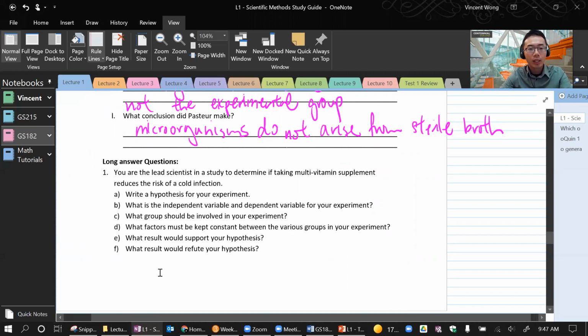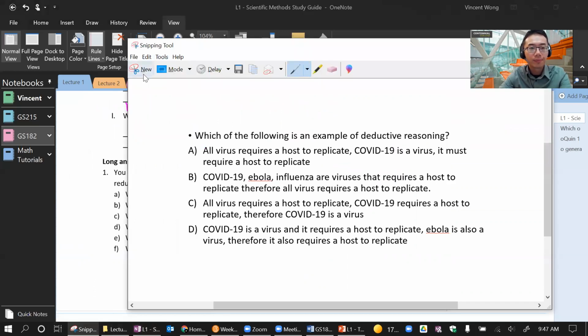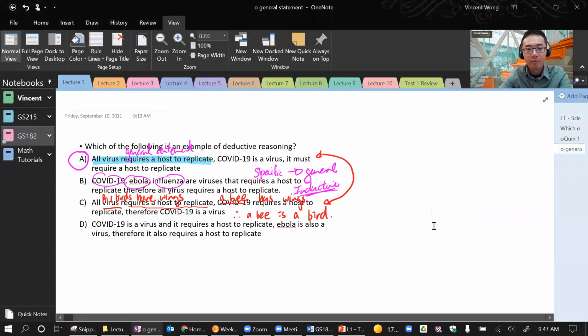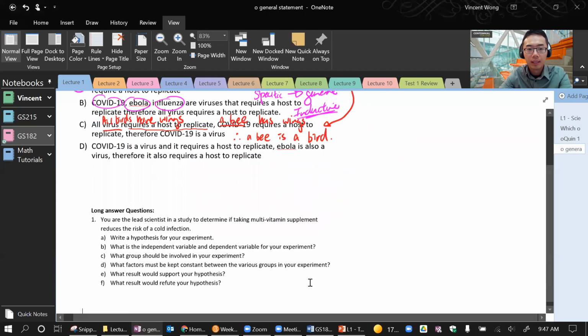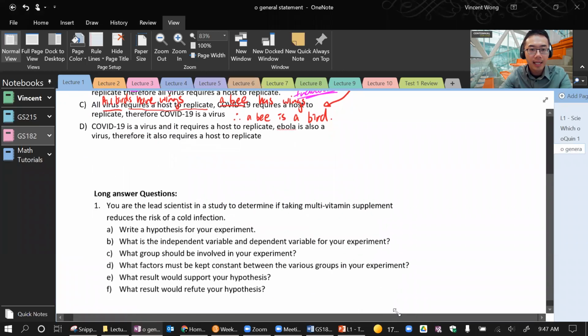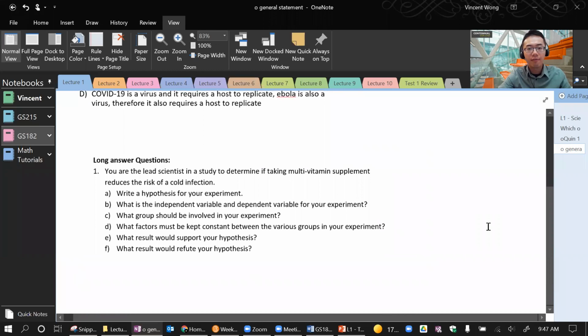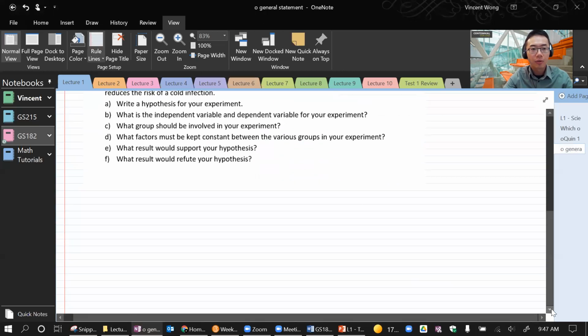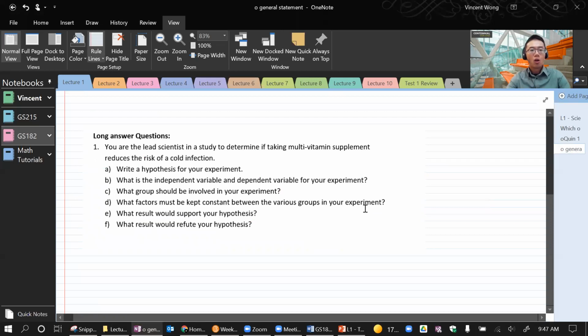So now we're going to do this one, long answer question. I will copy it to a new page to have more space. There we go. You are the lead scientist. Determine if taking multivitamin supplement reduces the risk of a cold infection. All right, so let's talk about how to set this up. First one, write a hypothesis for your experiment. Remember, a hypothesis has to be testable and potentially wrong.